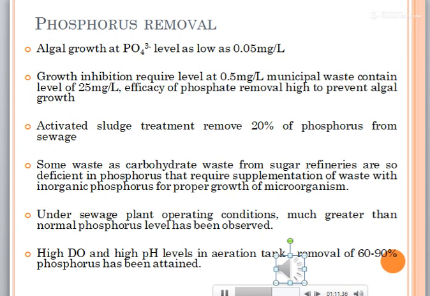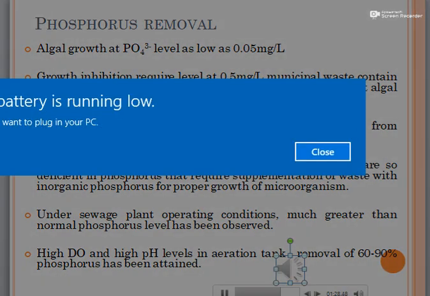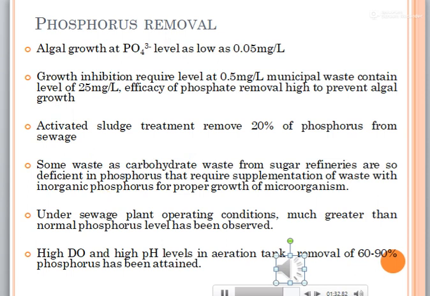Detergents and other sources contribute a significant amount of phosphorus to domestic sewage, and phosphate ions remain in the effluent. However, some waste, such as carbohydrate waste coming from sugar refineries, is so deficient in phosphorus that supplementation of the waste with inorganic phosphorus is necessary for the proper growth of microorganisms degrading the waste.